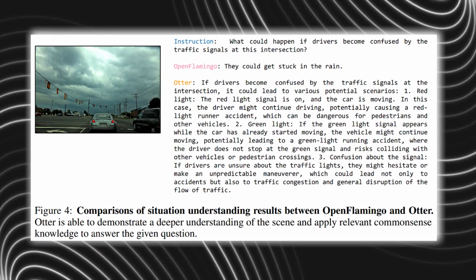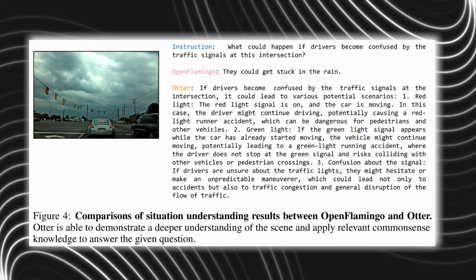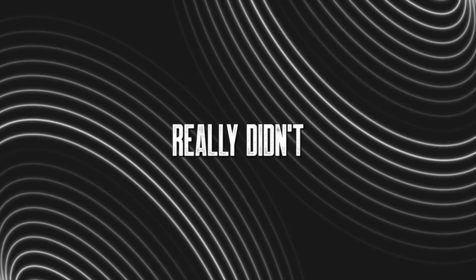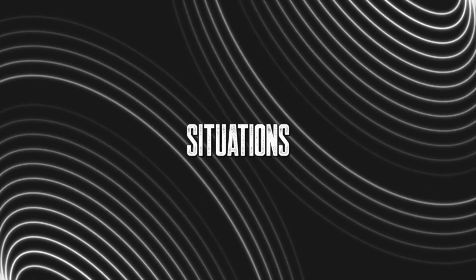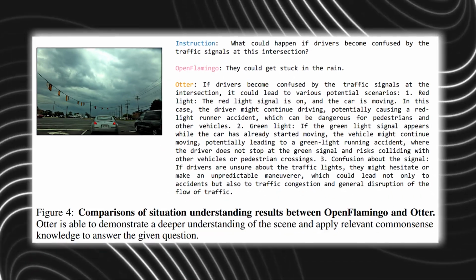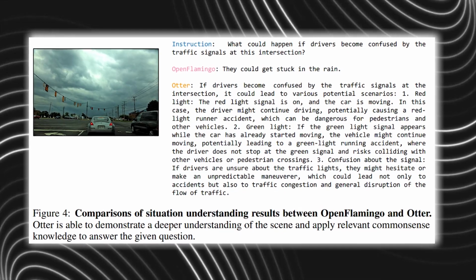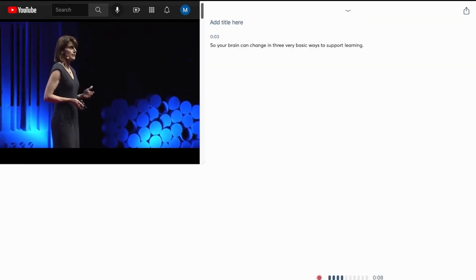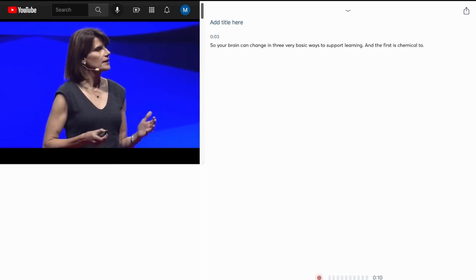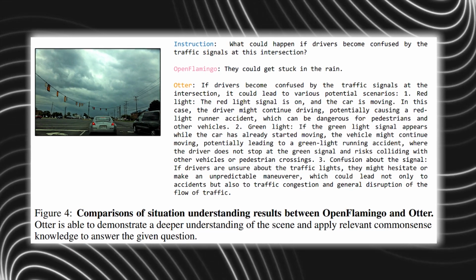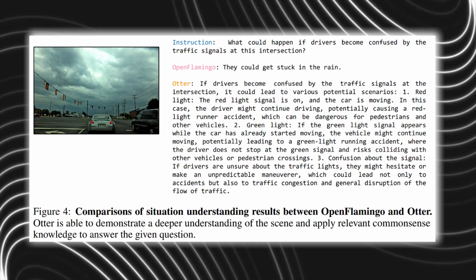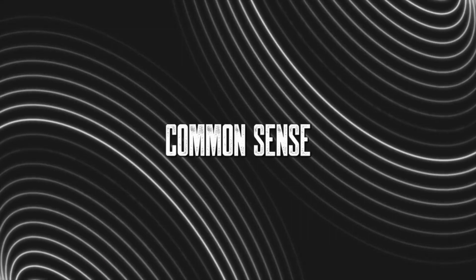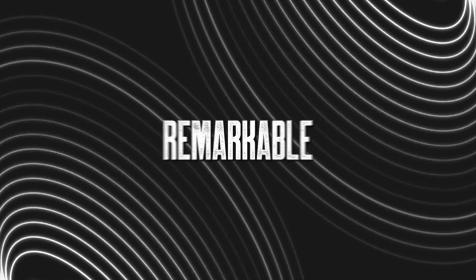OTTER was able to identify significant information in the photo, but OpenFlamingo failed to do so, giving only a brief answer that really didn't account for multiple situations. OTTER answered the question rationally and demonstrated that it had a greater understanding of the circumstances. In this case, OTTER was able to determine what was going on with the traffic light while also taking into account other crucial factors, including collisions, backups, and disturbances in the flow of traffic. It applied common sense in this situation, which is remarkable.